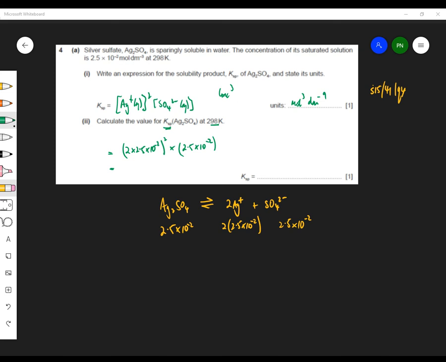2 times 2.5, this one's obvious, isn't it? Times 10 to the minus 2 is equal to 0.05 times itself. Then times that by 2.5 exponential minus 2, and I get 6.25 times 10 to the minus 5. So 6.25 times 10 to the minus 5 mol cubed dm to the minus 9.